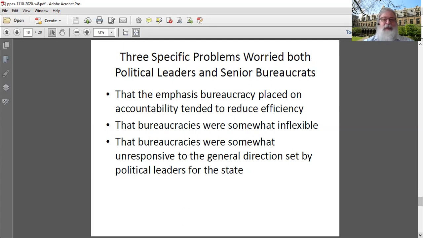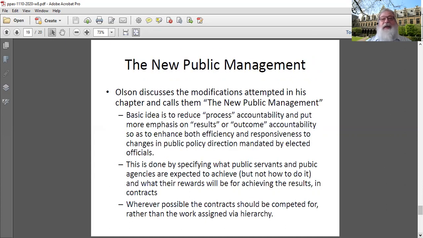Right? They tend to be efficient because there isn't much in it. It's hard to be innovative in a bureaucracy. They tend to be a bit inflexible. They don't change easily. And they tend to develop interests according to their specialization and the issues they deal with and the clients they deal with. And that makes them unresponsive to the general direction set by political leaders. And all of that is, well, that's what you get.